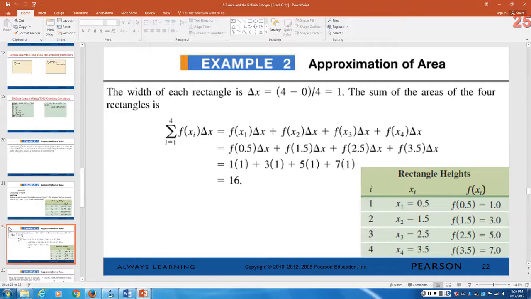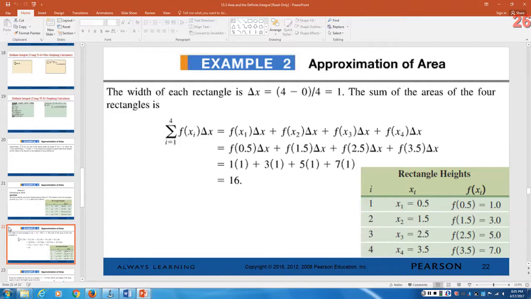You're actually adding up for i equals 1 to 4, the value of the function at the first value of x times how wide it is, and delta x in every one of these is 1, because the width of the rectangle is 1, because we're going from 1 to 4 and we have 4 rectangles. And then the heights are different because f of 0.5 turns out to be 1 and f of 1.5 turns out to be 3 because it's 2 times x. So f of 2.5 is 5 times 1 and f of 3.5 is 7 times 1.